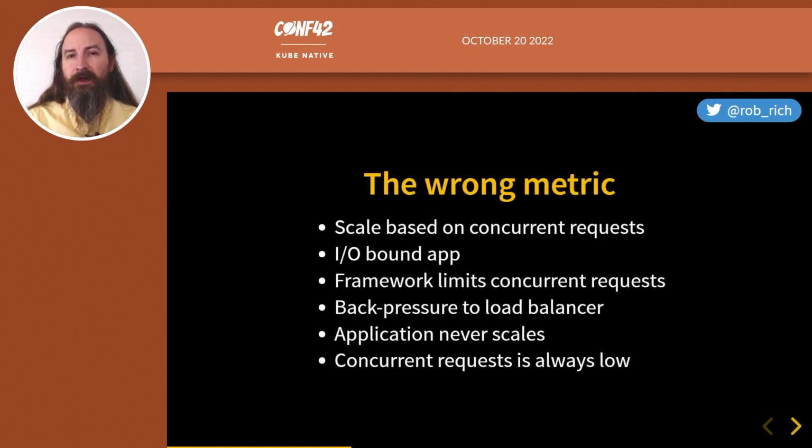Similarly, maybe we're scaling based on an I/O-bound workload, so we're scaling based on concurrent requests. And perhaps our application framework limits the number of concurrent requests, putting back pressure on our load balancer to queue the incoming requests. And so we only have a certain number of concurrent requests. So we'll never scale beyond our minimum because Kubernetes doesn't know that our system is under load. We've chosen the wrong metric.